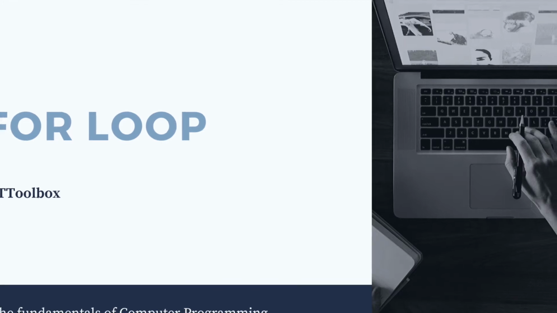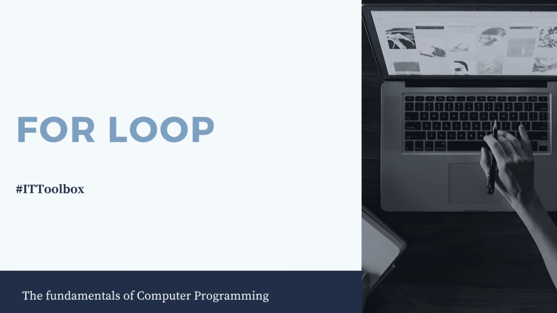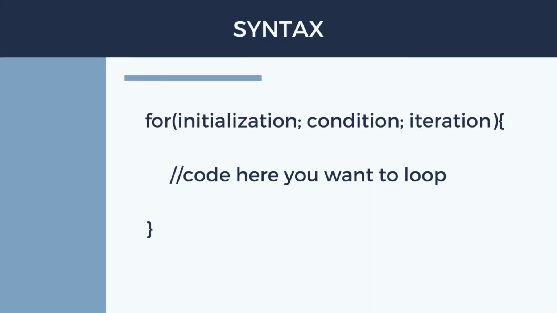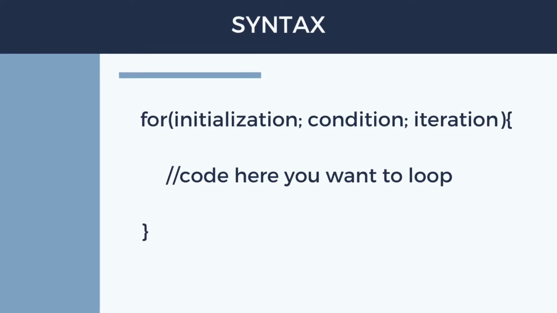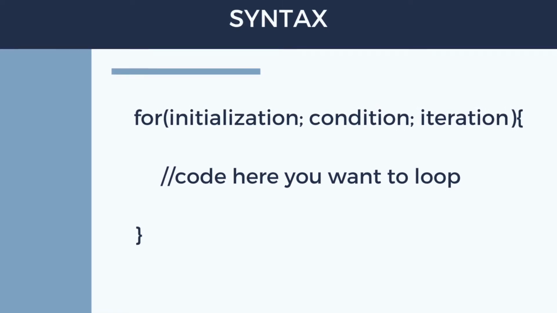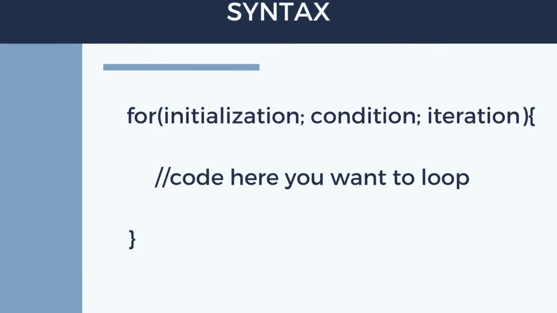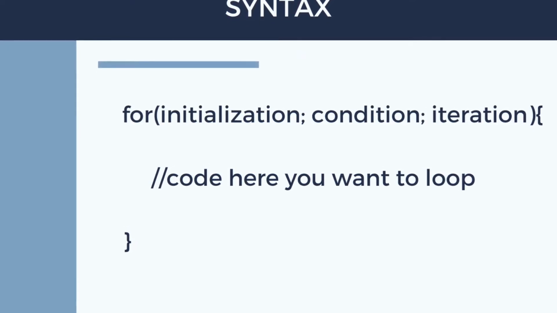This is the last type of looping in Java. That is called for loop. It has the syntax of: for, opening parenthesis, initialization, semicolon, condition, semicolon, iteration, then closing parenthesis, opening curly brace, then your block of code, and then the closing curly brace.